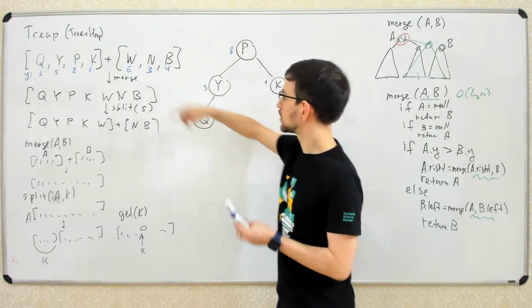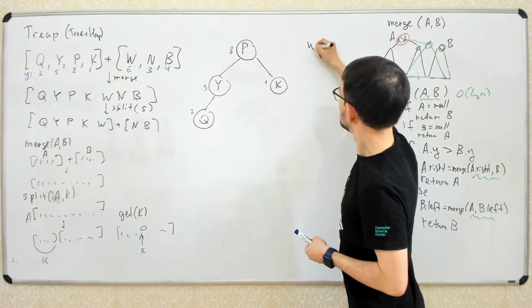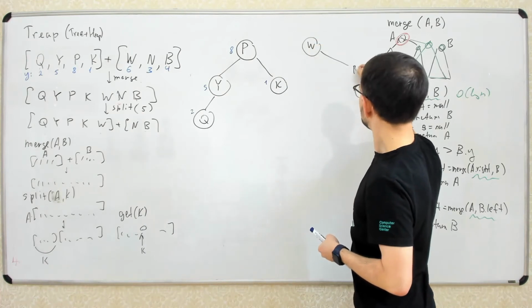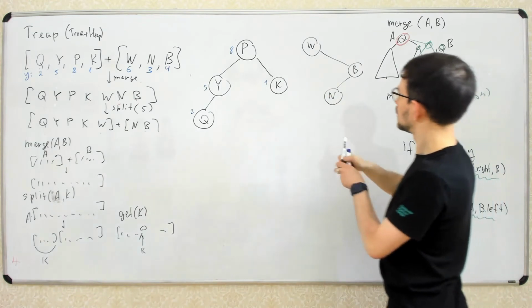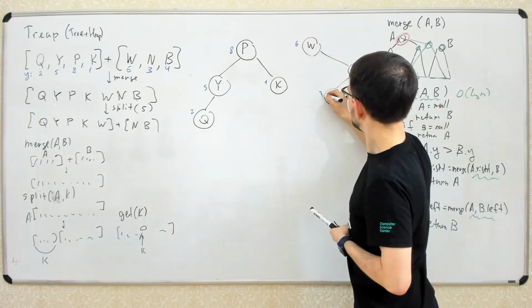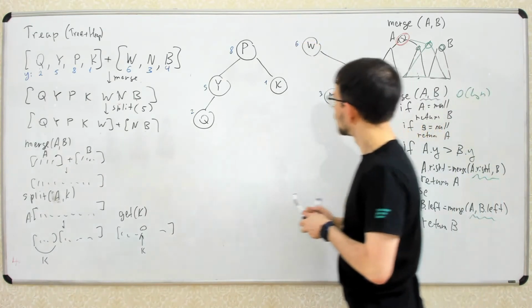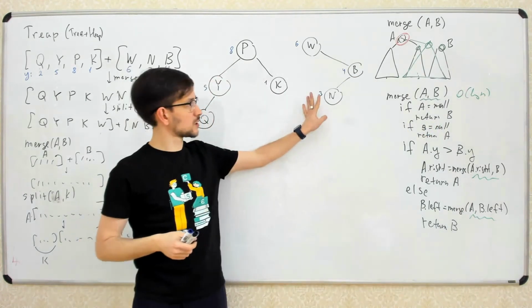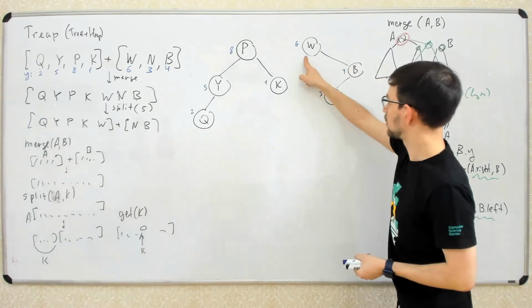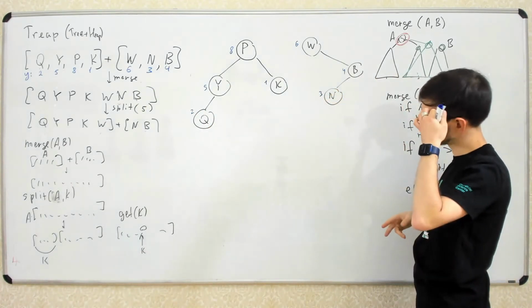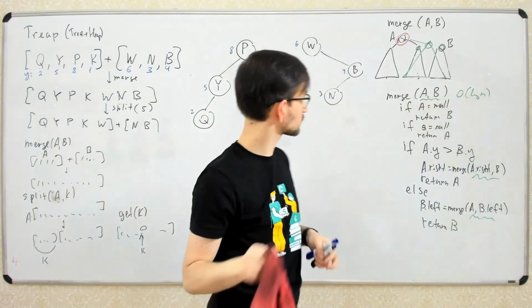And for the second tree, you have this element w, here we have element b, here we have element n, 6, 3, and 4. And this tree describes this list. So again, if you go from left to right, you have w, then n, then b. That's all.